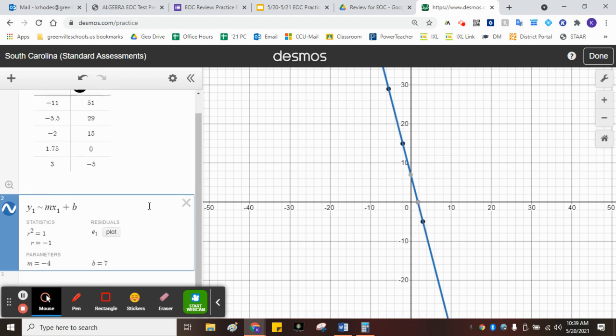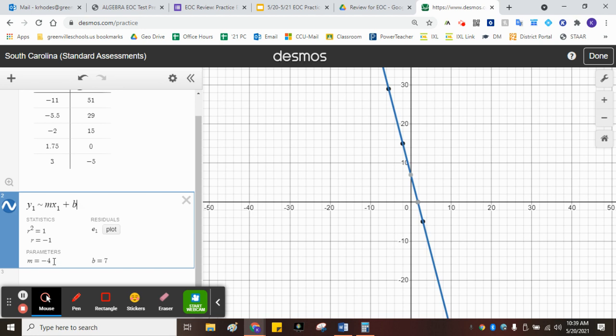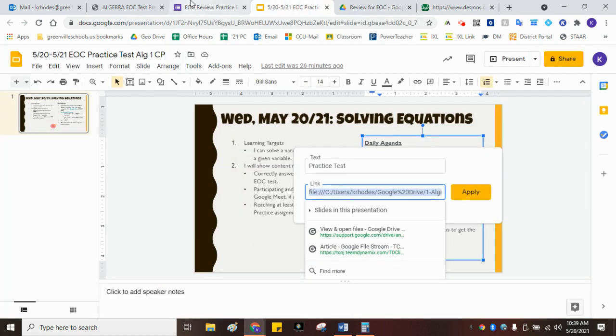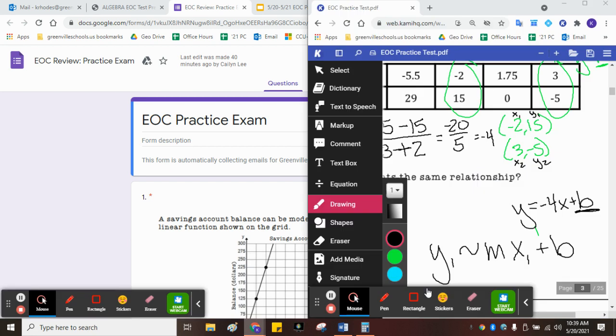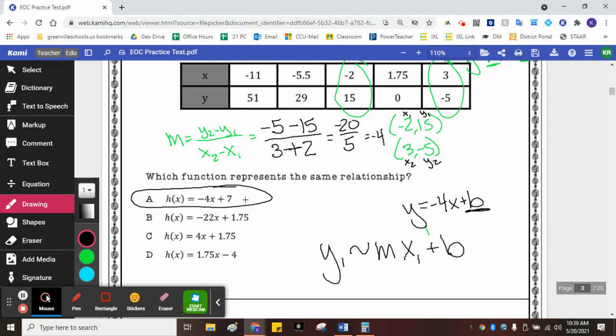It's approximately. And so m is -4, b is 7, which is what we chose. So y equals -4x plus 7. There we go. Y equals -4x plus 7. All right, let's keep going. That's a big one. A lot of information.